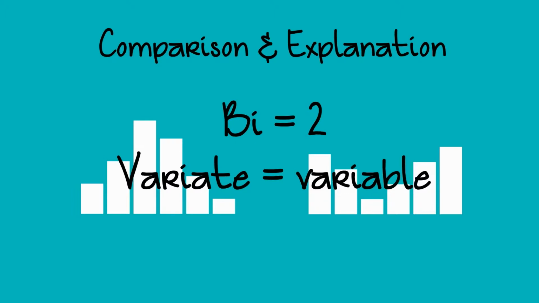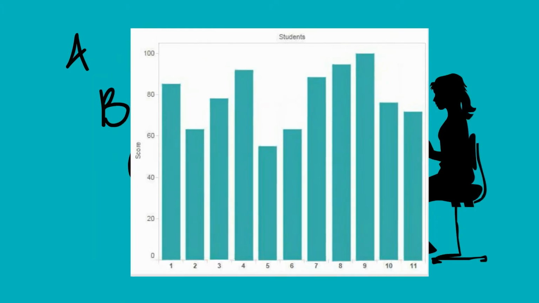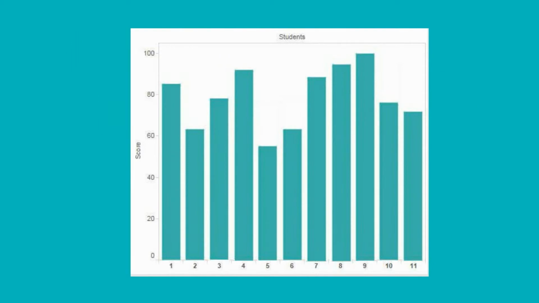Using the student score example from the previous lesson on univariate data, we can turn it into bivariate data by adding another type of variable. For example, is there a relationship between grade scores and the number of hours spent studying per week? In the previous univariate data video, the bar graph of the 11 student scores had both categorical data, the students, and numerical data, the scores.